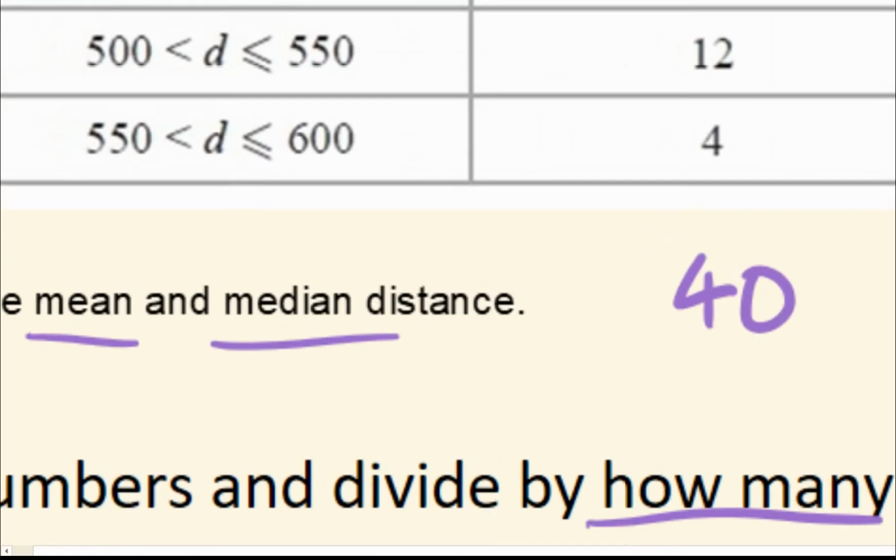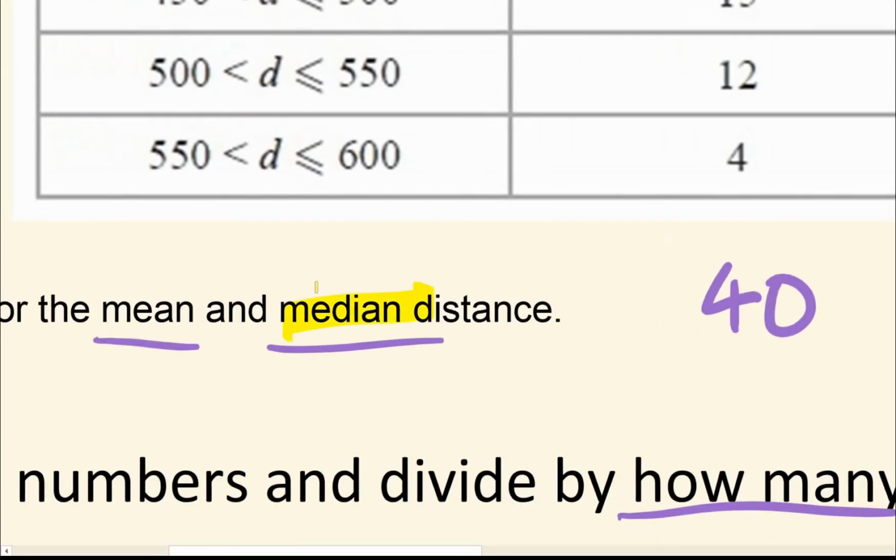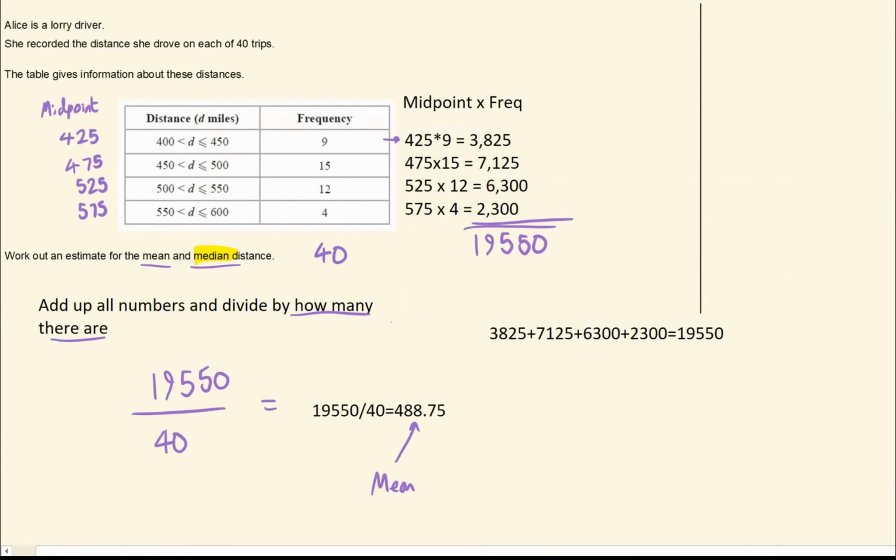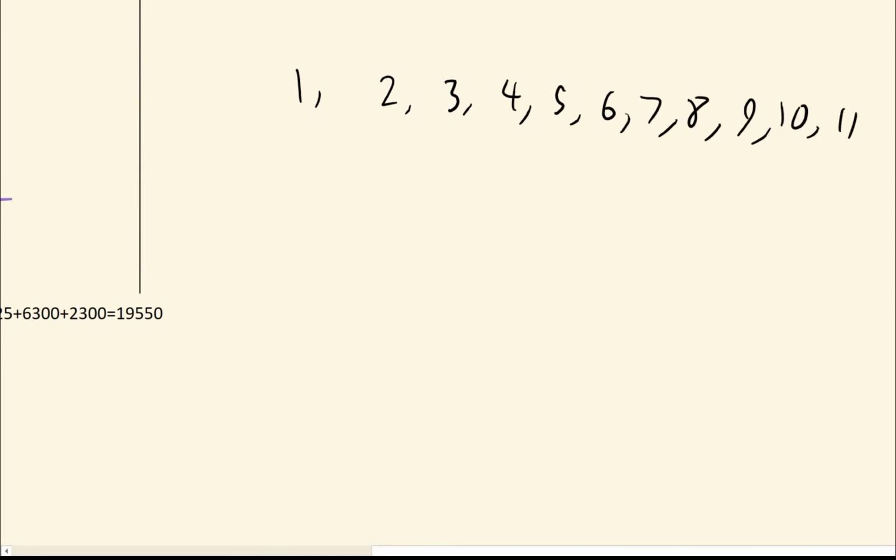We also want to look at the median. So the median is the middle number, and we're going to use a formula to work this out. So let's just say we had 11 numbers. And if they're in a list, it's really easy to work out the median. You just end up crossing them off from top to bottom until we meet in the middle. And in this case, the middle is going to be the 6th number.